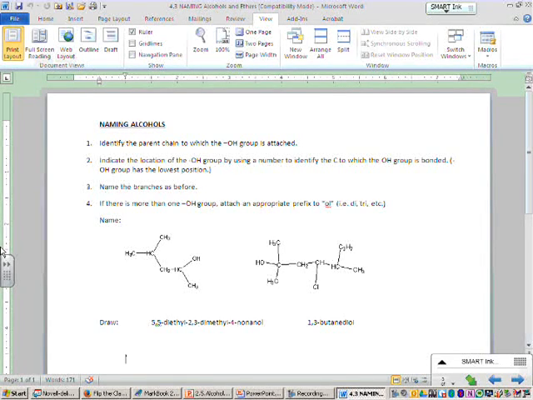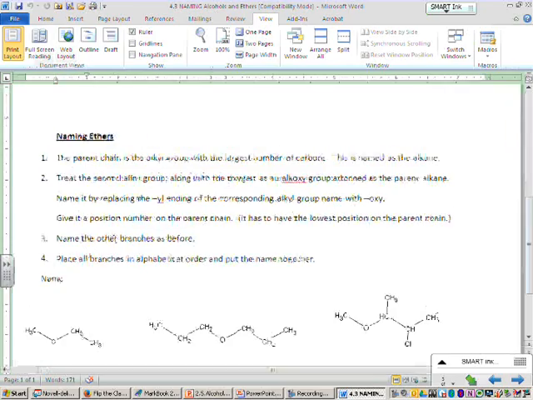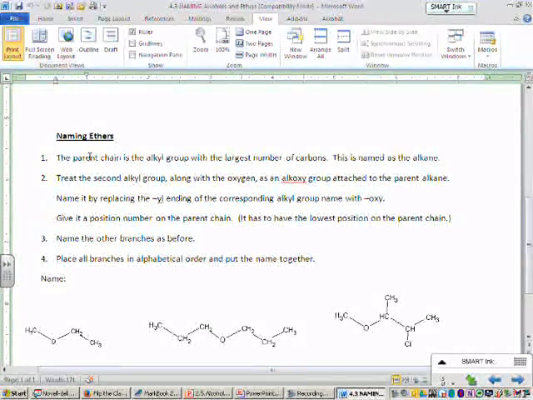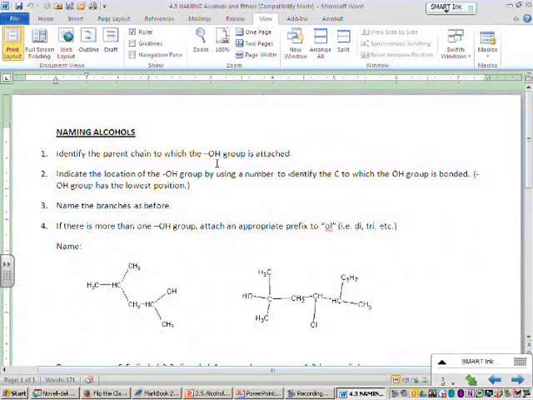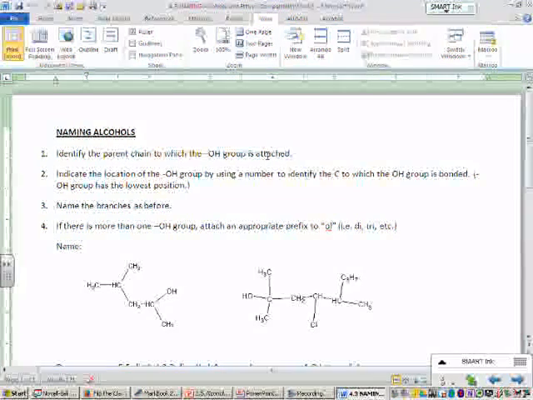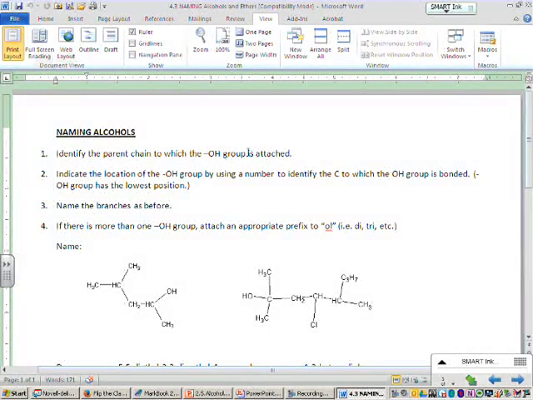Okay, naming alcohols. Again, I have a worksheet, and you can follow along. Let's zoom in a little bit and take a look at the rules. Because the OH is now the functional group, the most important part of the molecule, the parent chain must contain the OH group, just like when we were talking about alkenes, where the double bond had to be in the chain. The OH will locate the main chain.